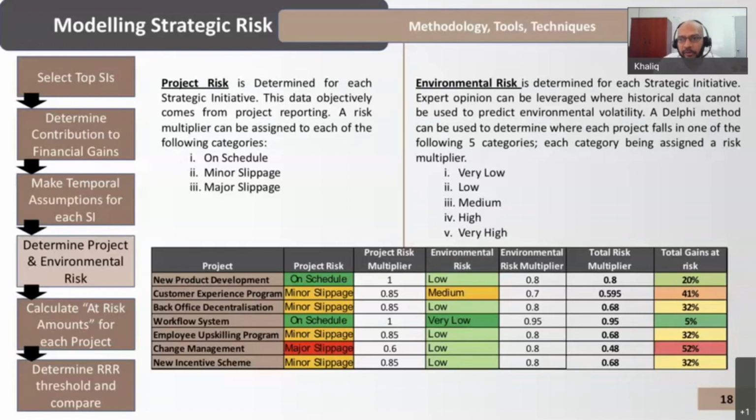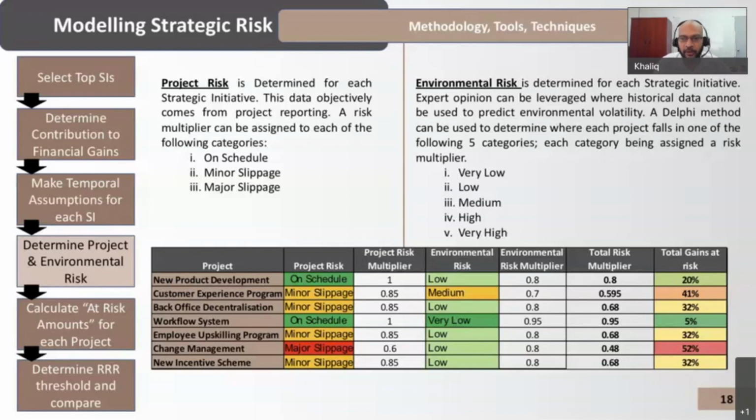Now, expert opinion can be leveraged where historical data cannot be used to predict environmental volatility. So again, a Delphi method can be used to determine where each project falls in one of the following 5 categories: very low, low, medium, high, and very high. And then, of course, you can assign risk multipliers to each one of these statuses. And then when you multiply the 2 risk multipliers, what you come up with is a percentage of total gains at risk.